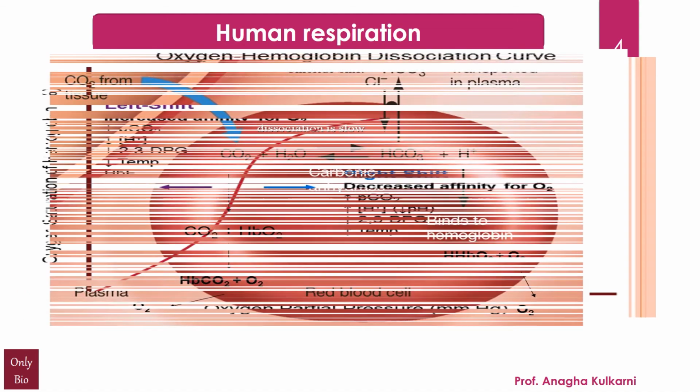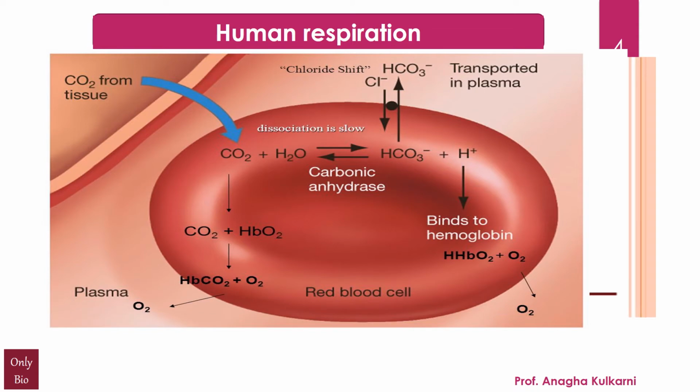Now here in the options that have been given, we also have come across something called Hamburger's phenomenon. Hamburger's effect is nothing but what is more commonly called a chloride shift, which is a process that occurs in our cardiovascular system and refers to the exchange of bicarbonate and chloride ions across the membrane of the RBC.